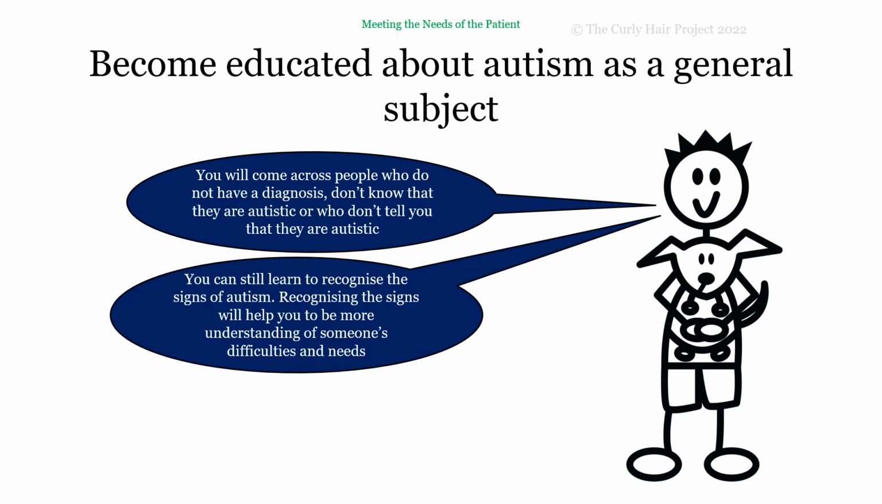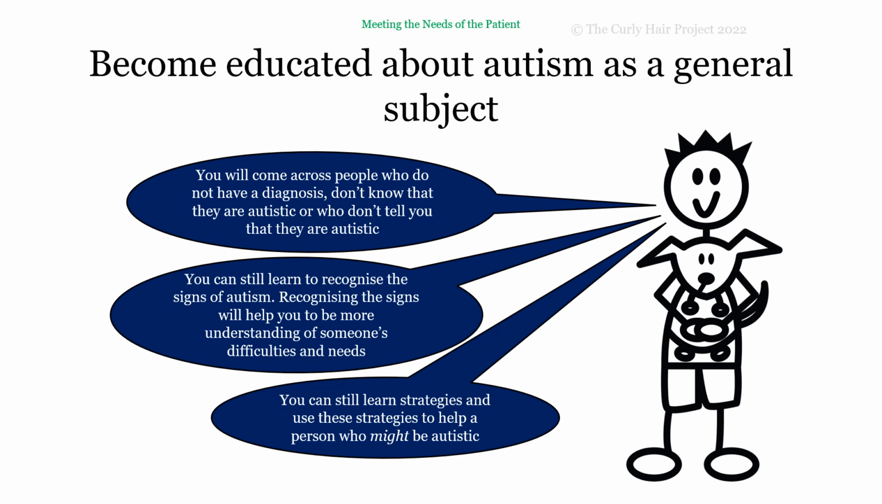Regardless, you can still learn to recognize the signs of autism, and recognizing the signs will help you to be more understanding of someone's difficulties and needs. Hopefully, by having taken this course, you will now have a good idea of many of the signs of autism. And you can still learn strategies and use these strategies to help a person who might be autistic, even if they don't have a diagnosis.